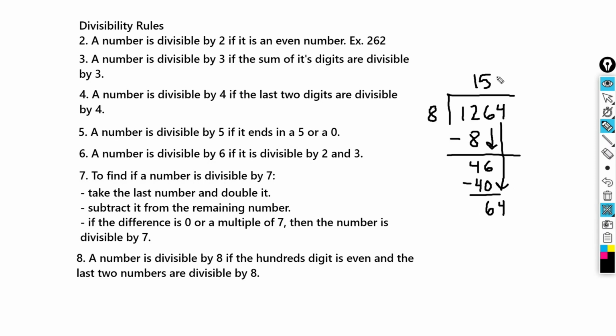8 goes into 64 8 times. And 8 times 8 is exactly 64. So you have a remainder of 0. So 1,264 is divisible by 8.